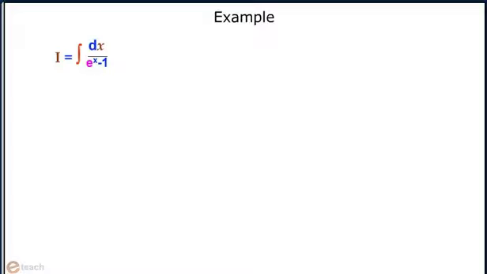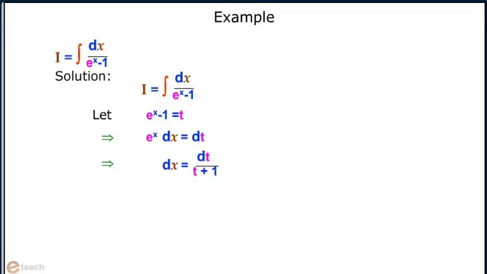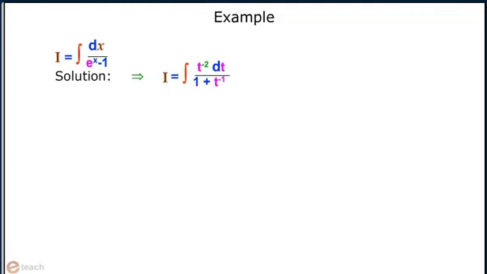Let's take an example. I equals integration dx divided by (e to the power x minus 1). Solution: putting e to the power x minus 1 equals t and differentiating it, we get e to the power x dx equals dt. Therefore, dx equals dt divided by (t plus 1). Now after substitution, we get I equals integration dt divided by t into (t plus 1). From the denominator, taking t common, we get dt by t square into (1 plus 1 by t), which again can be written as integration t to the power minus 2 dt divided by (1 plus t to the power minus 1).